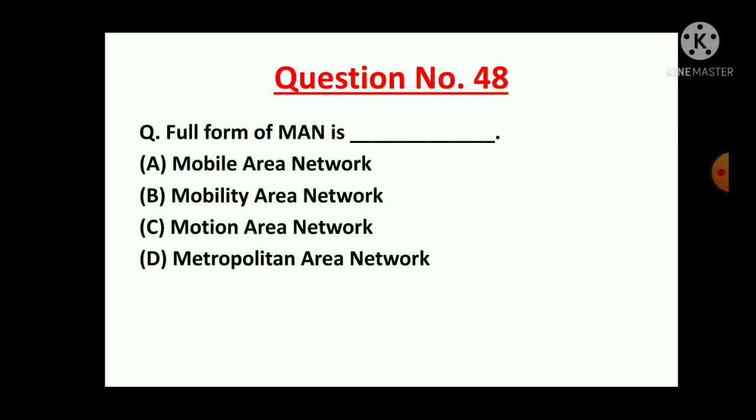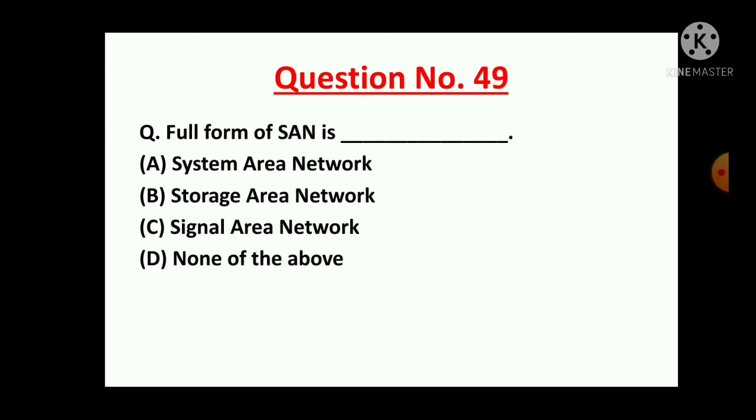Moving on, question number 48. Full form of MAN is, it is not the MAN. Mobile area network, mobility area network, motion area network, metropolitan area network. The correct answer is metropolitan area network. Question number 49. Full form of SAN is system area network, storage area network, signal area network, none of the above. The correct answer is storage area network.